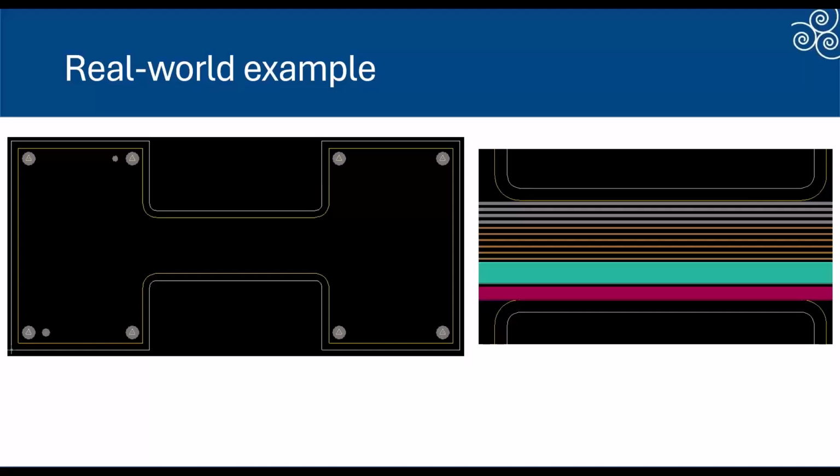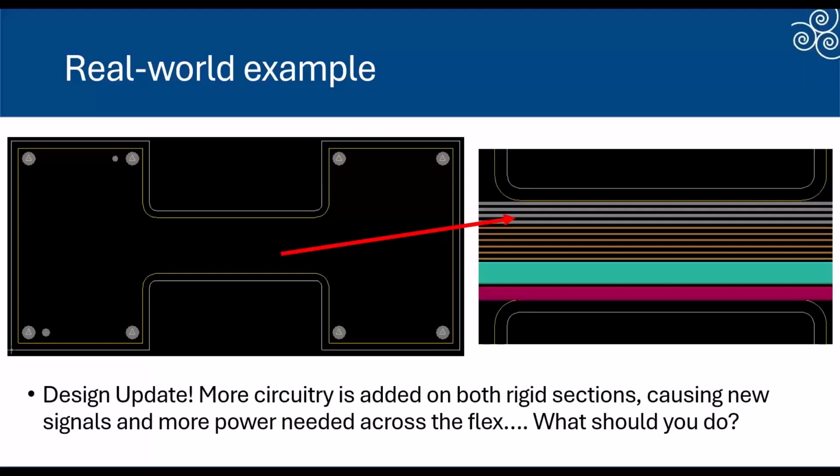And when the board was almost completed, we had the flex layer completely utilized. We had to maximize all of our space there to get our signals and power across. And then there was a design update late in the design where more circuitry was added to both sides of the board, causing additional signals to need to be brought across the flex region. So in this scenario, we were a little stuck.